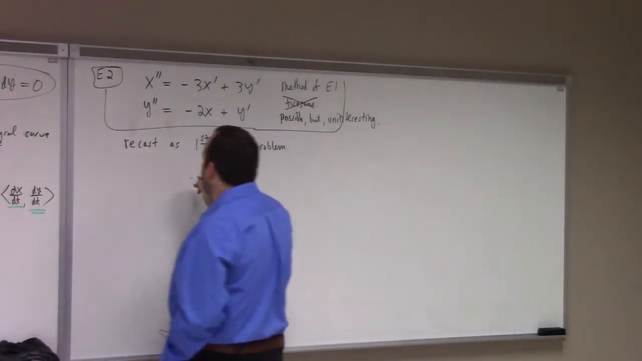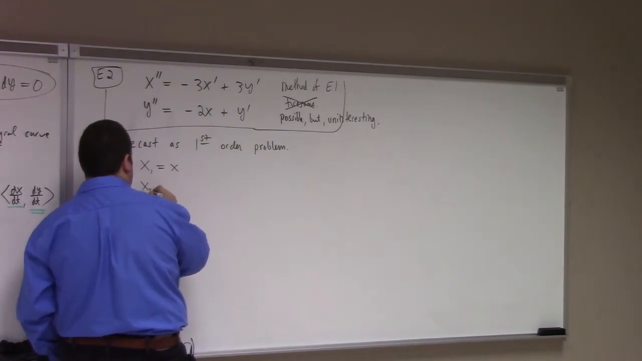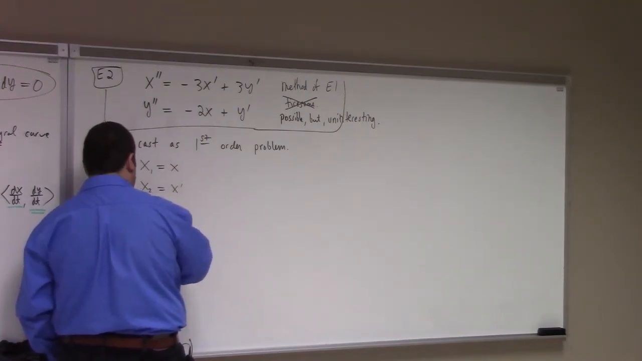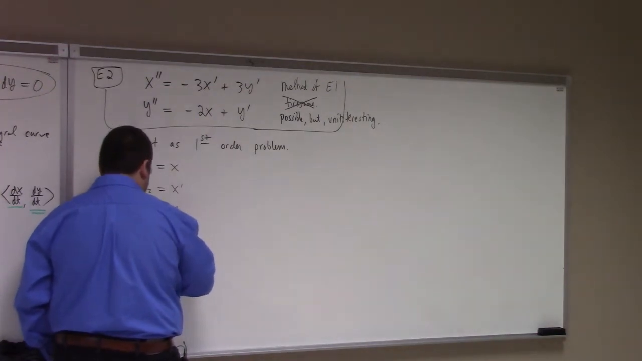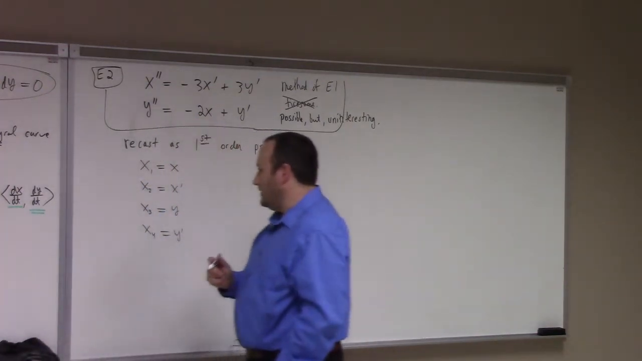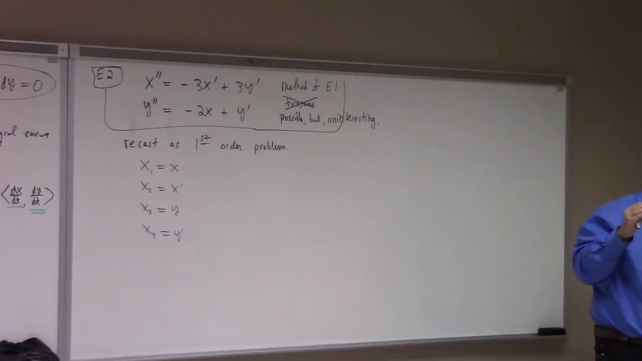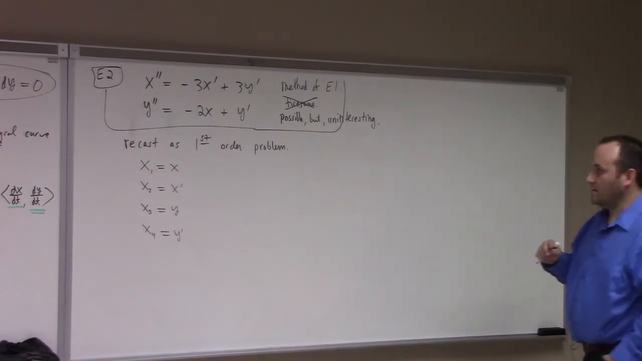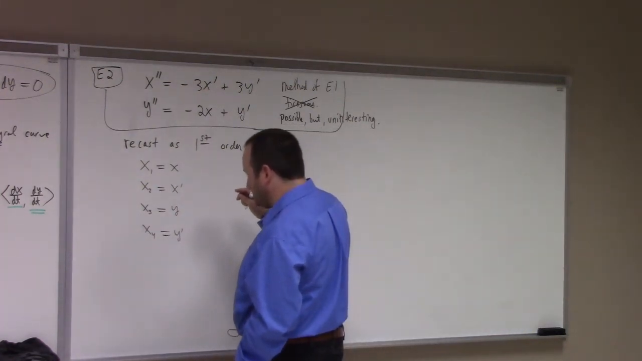So what we're going to do is we're going to say x1 is x. We'll say x2 is x prime. We'll say x3 is y. We'll say x4 is y prime. And if we play this game, we can replace these two second-order problems with a corresponding system of 4 first-order differential equations.